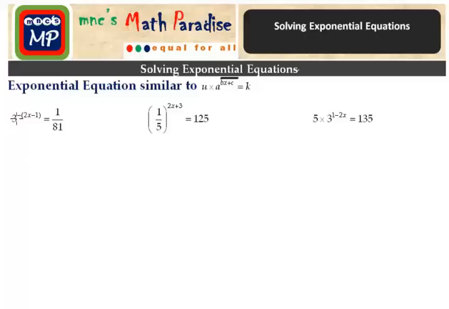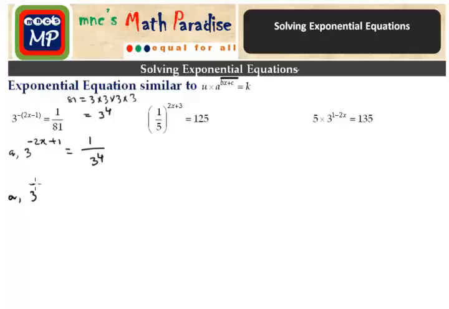Here 3 to the power minus 2x minus 1 equals 1 divided by 81. So we can write, if we multiply this minus, 3 to the power minus 2x plus 1 equals 1 divided by 81. Somehow we need to make this 81 as base 3. So 81 can be written as 3 times 3 times 3 times 3. 3 times 3 is 9, 9 times 3 is 27, 27 times 3 is 81. So 81 can be written as 3 to the power 4. Here 1 divided by 81 will be 1 divided by 3 to the power 4.